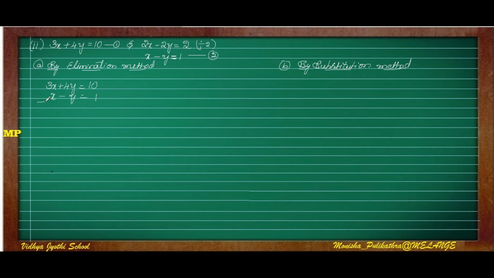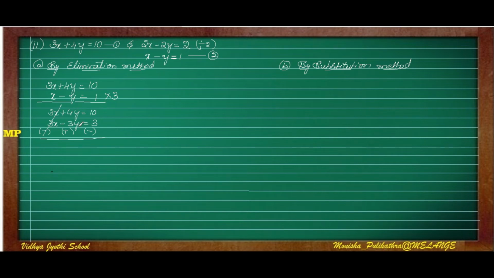So here in elimination method, the coefficient of one of the variables should be the same. Here 3x is there and here x. So the second equation I will be multiplying with 3 so that the coefficient of x will become 3x. The first equation you write as it is, 3x plus 4y is equal to 10. The second equation you multiply with 3, so 3x minus 3y is equal to 3. Next change the sign. So 3x gets cancelled.